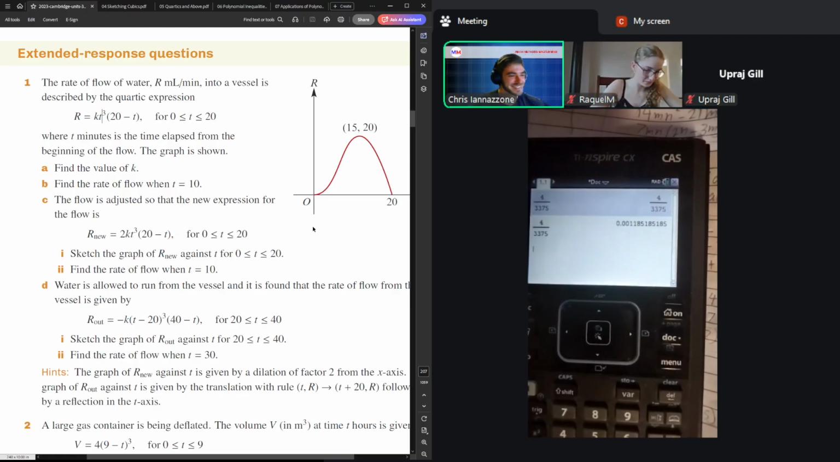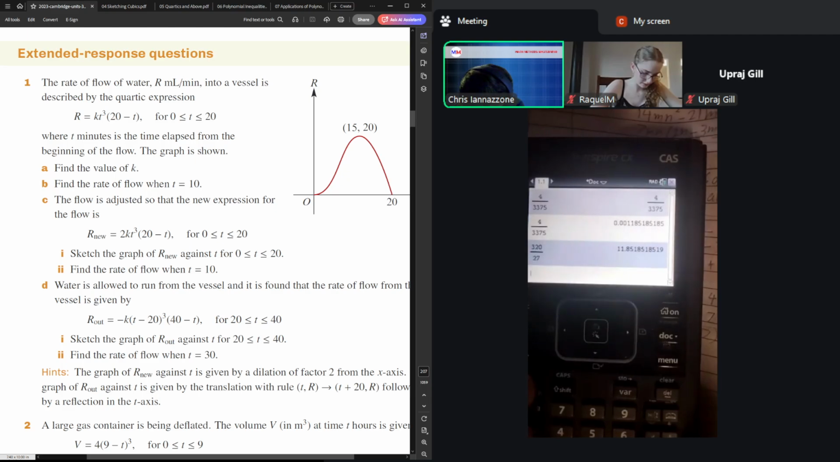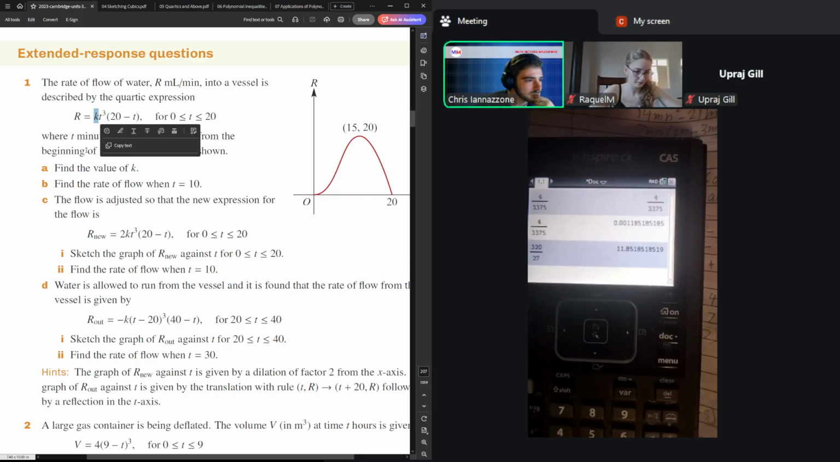Is that fair? Chris, is this 11.85 mLs per minute? 0.85, let me have a look. 320, 27. Yeah, that'll be right. Again, because it doesn't specify number of decimal places, you'd want to give that as the exact form. But yeah, that's fine. And that was just subbing in t equals 10, and you use the k from earlier that we've already found.